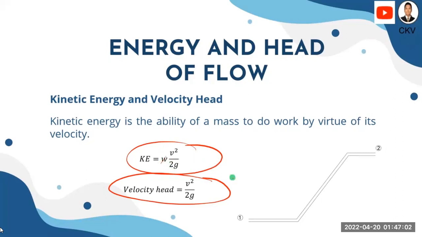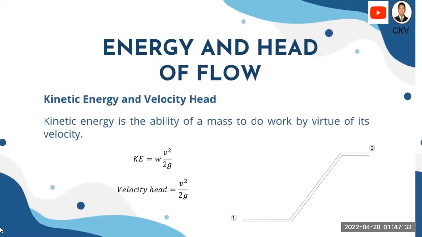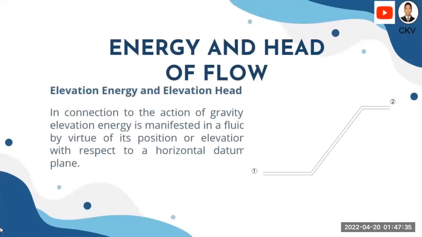Okay, so let's say we have here point 1. This is a pipe. We have a flow of the pipe going from point 1 to point 2. So if we have a value of the mean velocity at point 1, we will be able to determine the velocity head by using this solution, V1 squared over 2g. We can also determine the velocity head at point 2 if we have a value for the velocity at point 2. Okay, next, the elevation energy or the potential energy.